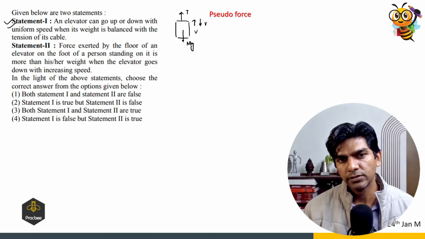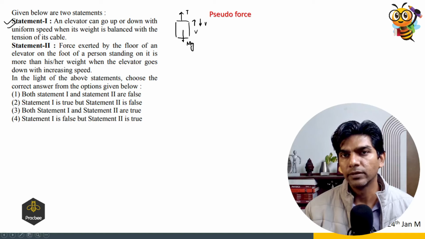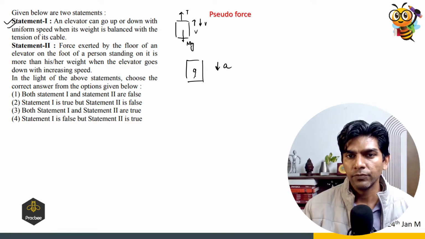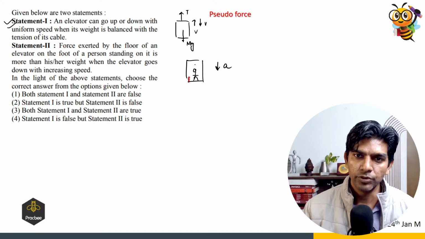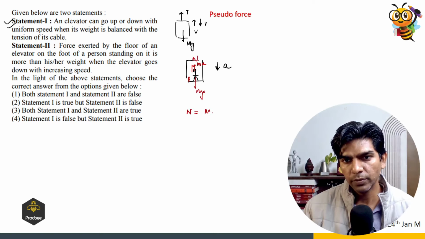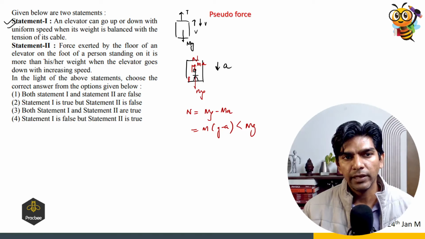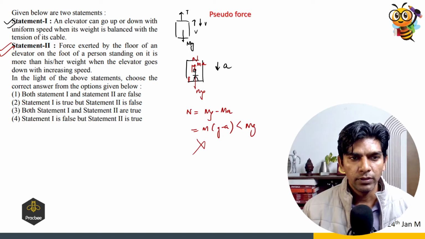Now statement 2: the force exerted by the floor of an elevator on the foot of the person standing on it is more than his weight when the elevator goes down with increasing speed. If the speed is increasing in the downward direction, we can say there is an acceleration in the downward direction. So in that case, if I show the forces acting on the person, with respect to the non-inertial frame, we have to exert a pseudo force, which will be ma in the upward direction. There will be a normal reaction in the upward direction and weight in the downward direction. So normal reaction comes out to be mg minus ma. So it will be m times (g minus a), which is less than mg, right? So the force exerted by the floor of the elevator on the foot of the person standing on it will be more. That is incorrect. So statement 2 is incorrect. So option 2 is the right answer.